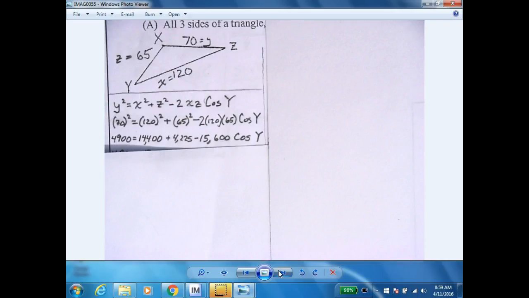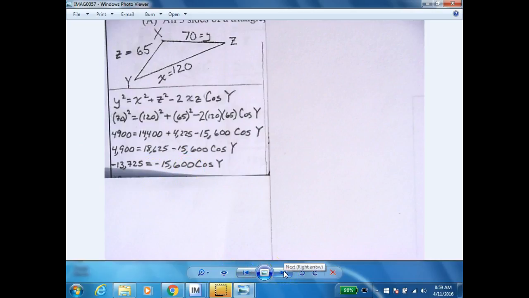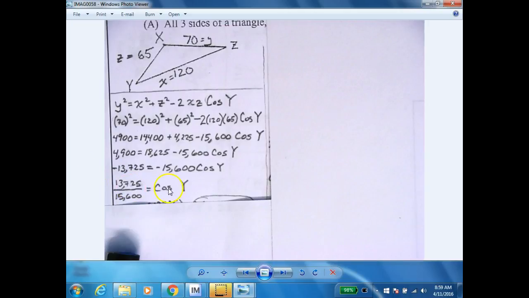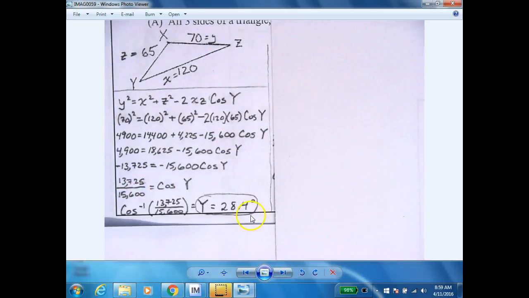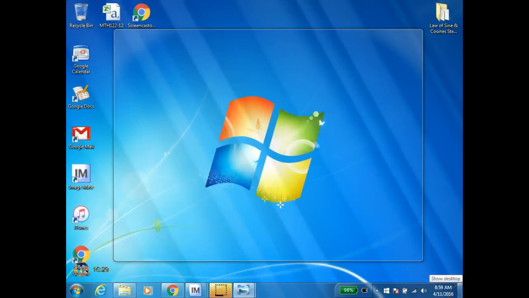Combine your $14,400 and $42,25 to get $18,625 minus $15,600 cos y. Subtract your $18,625 from both sides. You get negative $13,725 equals negative $15,600 cos y. Divide both sides by negative $15,600. The negatives cancel. You get cos y equals $13,725 over $15,600. Take the inverse cosine of that, and you get 28.4.